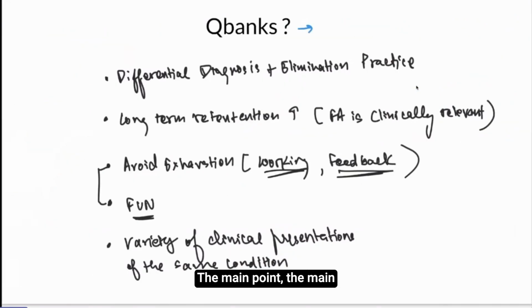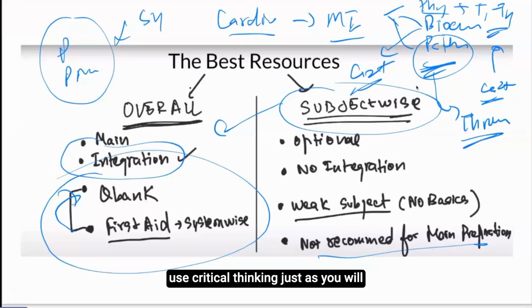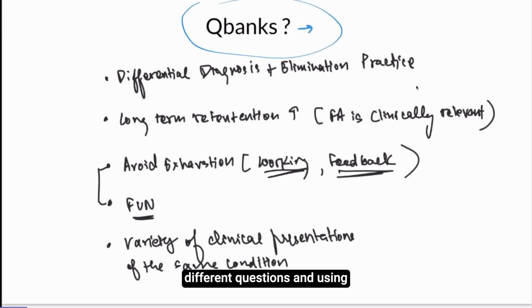The main resource you should be using is a question bank, because as you saw before, if you want to do integrated learning and use critical thinking, just as you will do with a patient, and you want to learn test taking, which is the single most important thing in USMLE, that's going to be going through different questions and using differential diagnosis, elimination, the strategies that we went through.